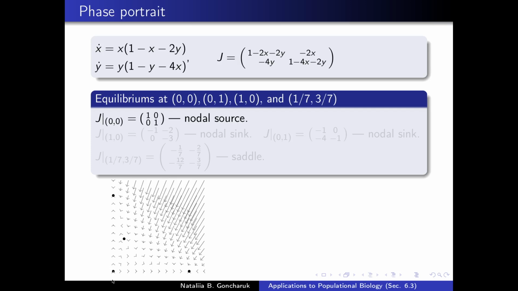This is the 0, 0 equilibrium. Well, this is good, because when you have a small amount of both kinds of animals, this amount will increase. You will go away from this equilibrium. So it's good that this point is a source.